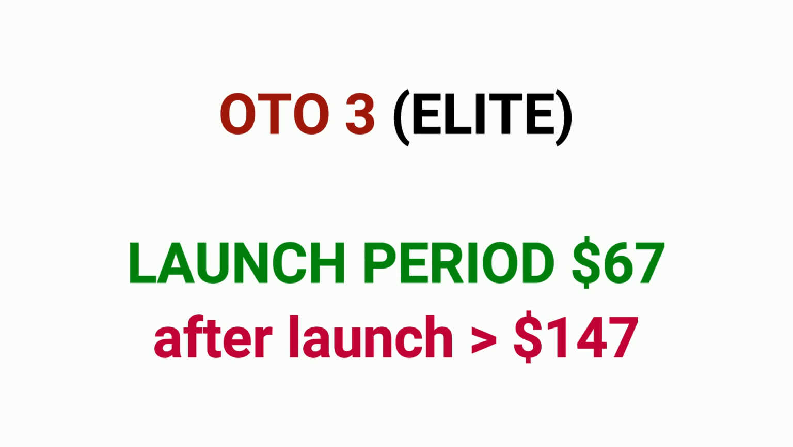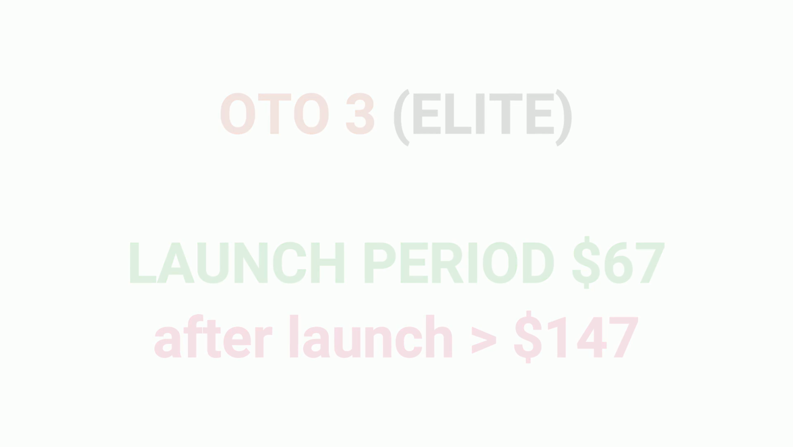Okay, so that moves us on to the last upgrade, which is OTO number 3, also known as Math Worksheet Generator Elite, which during the launch period is $67. And then after the launch period, that will go up to $147. So let's take a look at what we get with OTO number 3.